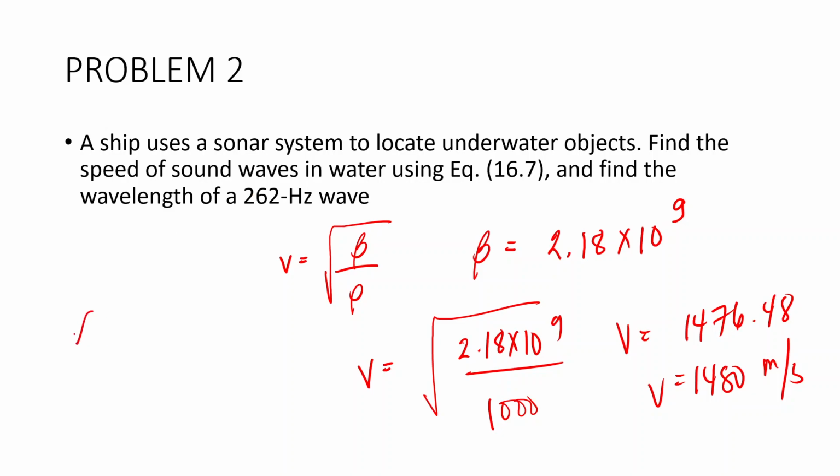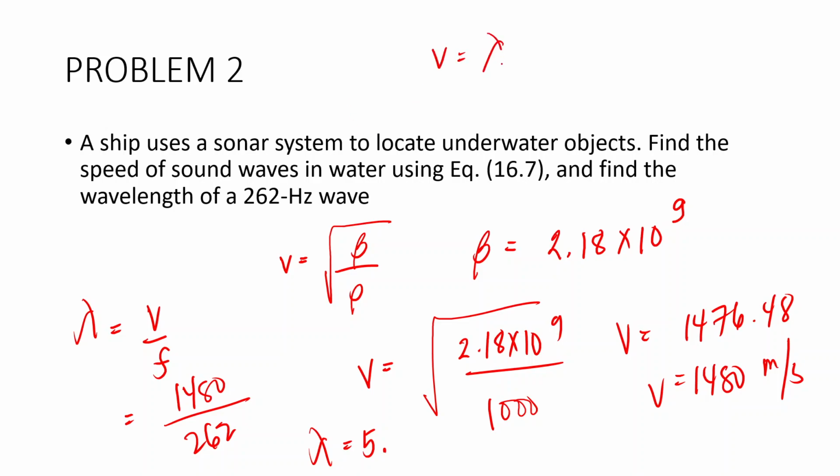And kunin natin yung wavelength. Ang wavelength ay equivalent sa V over F. Ayan. So, V is equivalent sa 1480 over the 262 Hertz. So that is equivalent sa 5 point, tama ba? Kasi 'di ba ang velocity is ganyan. Okay, so tama. So 5.65 meters.